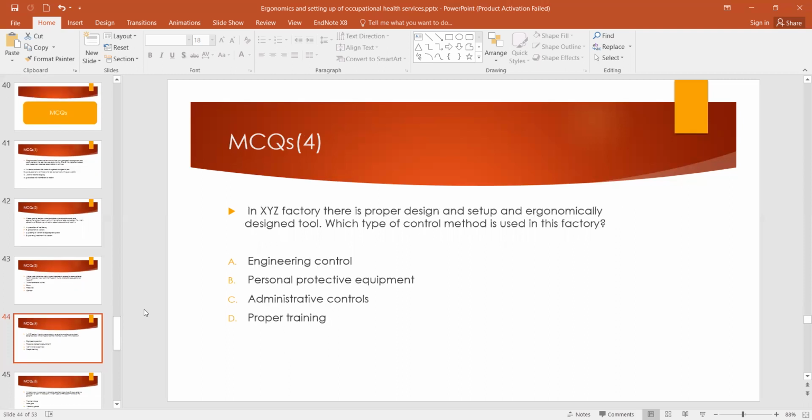In XYZ factory, there is proper design and setup of ergonomically designed tools. Which type of control method is used in this factory? Engineering control, personal protective equipment, administrative control, or proper training of the workers? A, engineering control, is the right answer because all tools which are used in the factory are properly designed and set according to rules.